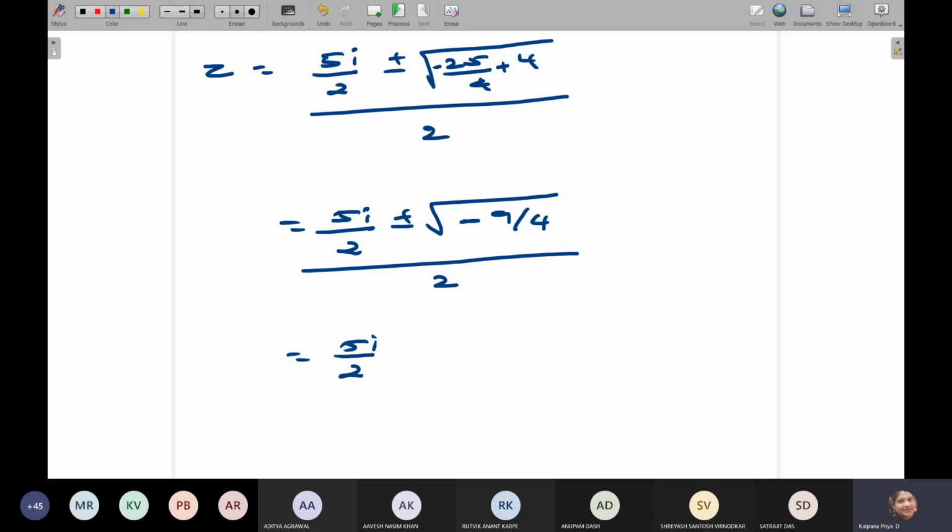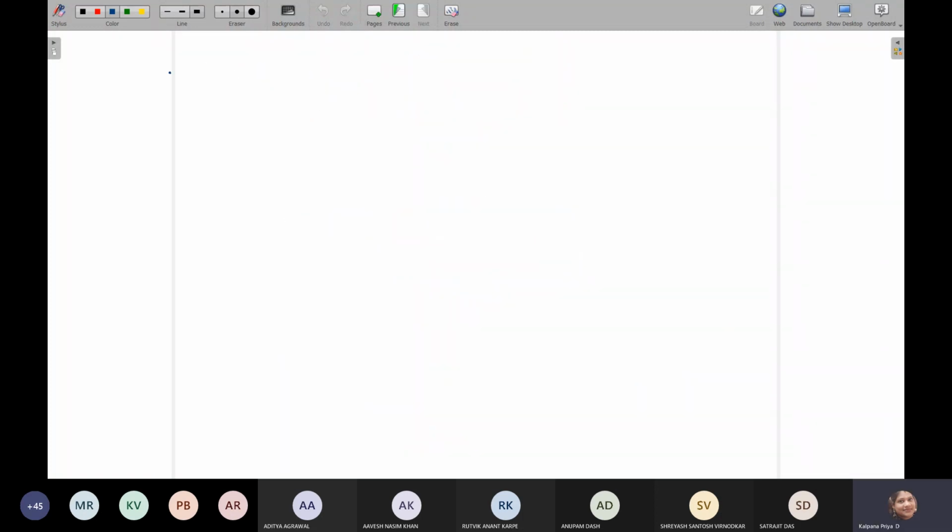So 5 by 2i plus or minus 3i by 2, by 2. Okay. So the poles are 8i by 4, comma 2i by 4. Therefore, z equals 2i, comma 1 by 2i, which are simple poles.